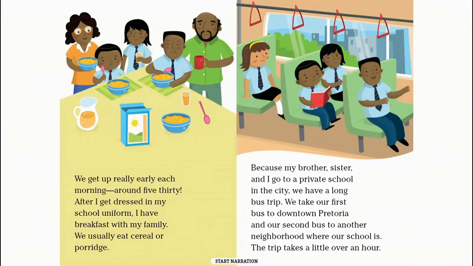We get up really early each morning, around 5:30. After I get dressed in my school uniform, I have breakfast with my family. See how everyone's wearing the same clothes to school? That's what uniforms are like. Everyone wears similar clothes to go to school. That's a uniform.